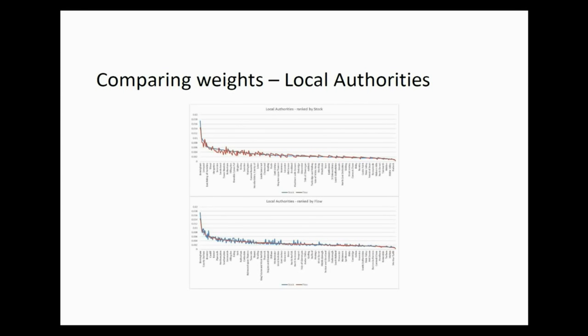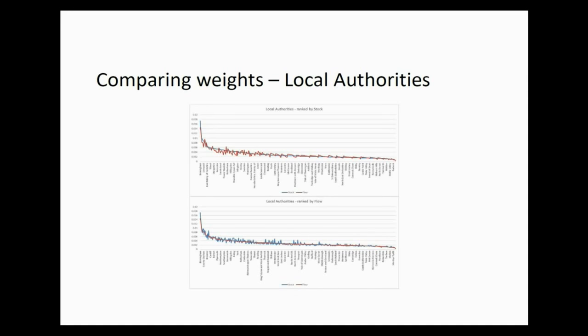Again, we can similarly compare the weights across local authorities. Now, it's a rather squiggly diagram, and let me just explain it. Firstly, we've ranked local authorities by stock. So the nice smooth blue line is ranked by stock, and the red line is the flow weights, which squiggle around it. In the bottom one, we've done exactly the opposite. We've ranked by the flow, and the squiggly blue line is the stock weights.